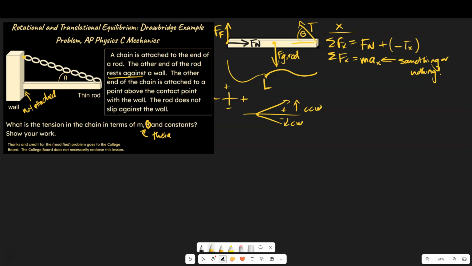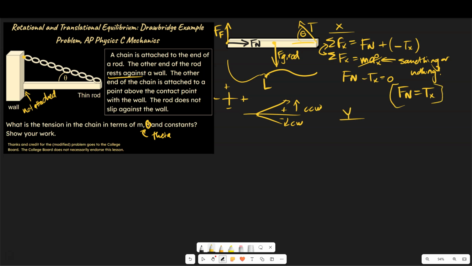So what do you think? Is the acceleration in the x of the rod something or nothing? Well, the answer is it's nothing. So that means it's 0, and so we can set these equal to each other. So we can therefore say Fn minus tension in the x is equal to 0. So therefore Fn is equal to tension in the x. In terms of magnitude, that's a true statement. I'm going to box it. We're going to come back to that later.